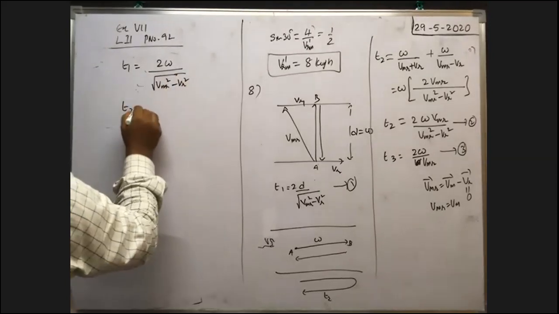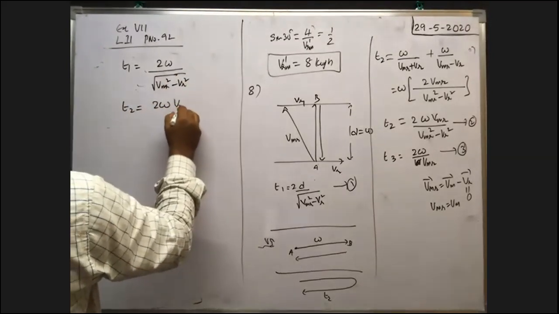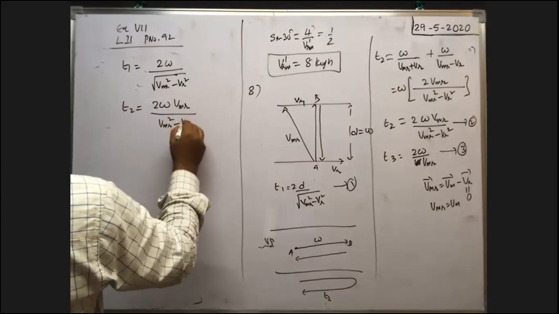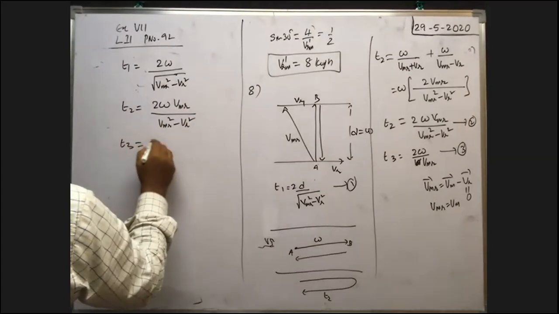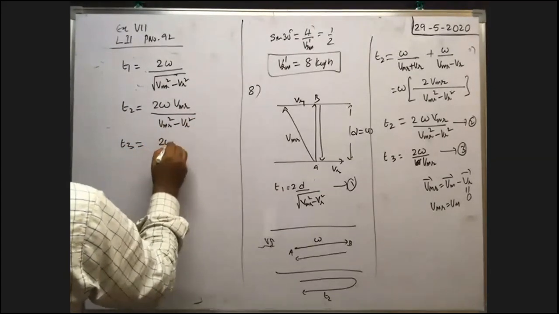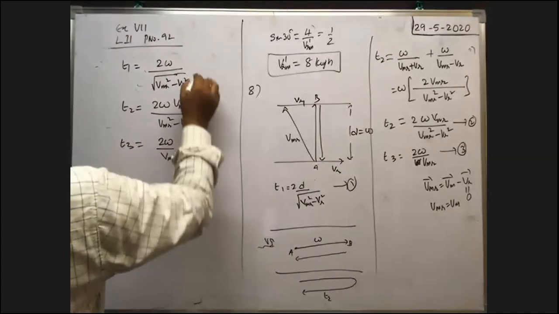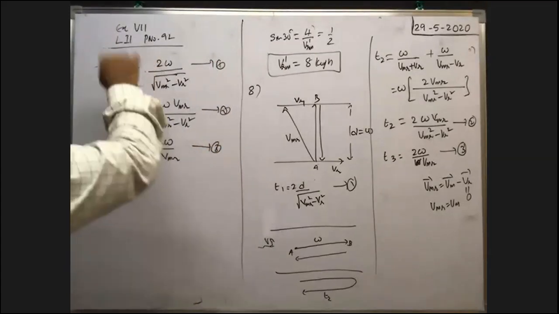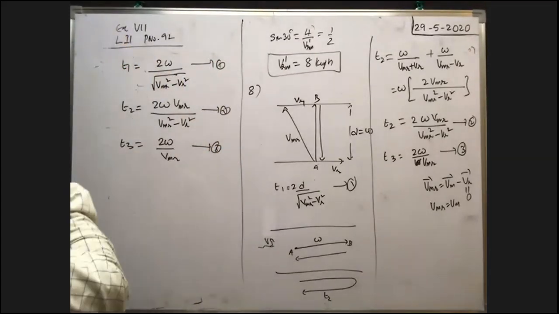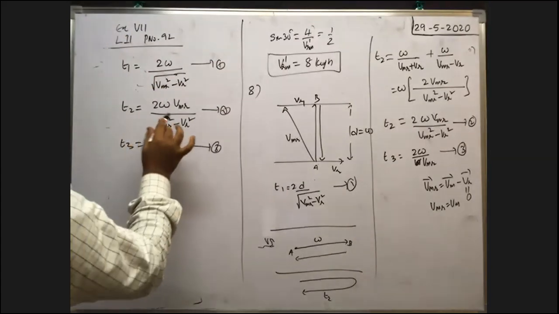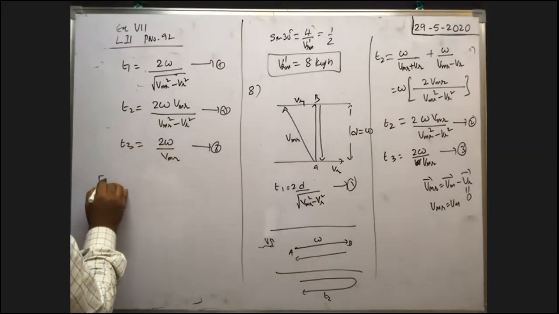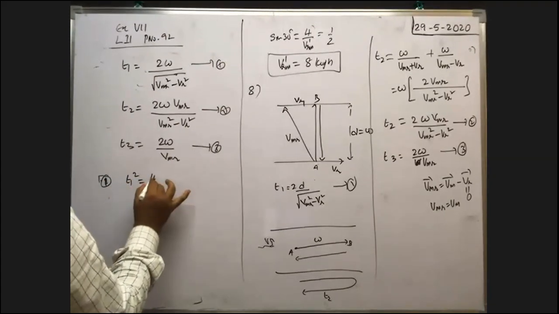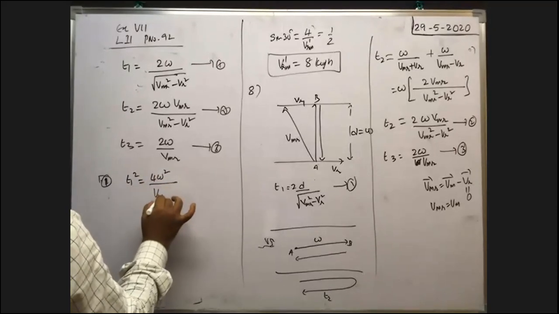Next, T2 is equal to 2ω VMR by VMR square minus VR square. Next, T3 is equal to 2ω by VMR. These are the three equations we got: 1, 2, 3. From these three, we have to obtain only the relation among them. The remaining are to be cancelled. You see, from 1, T1 square is equal to 4ω square by VMR square minus VR square.